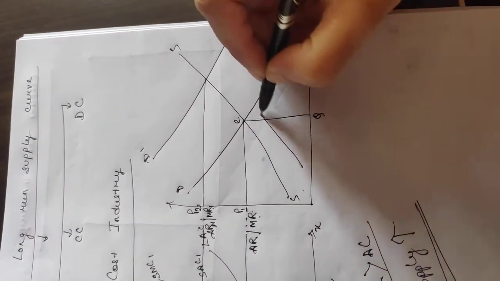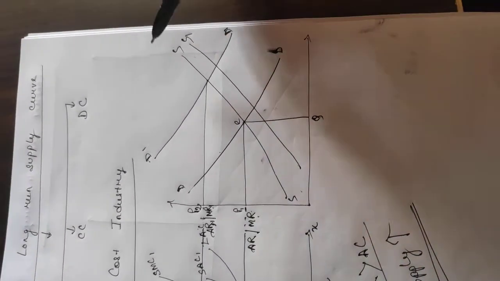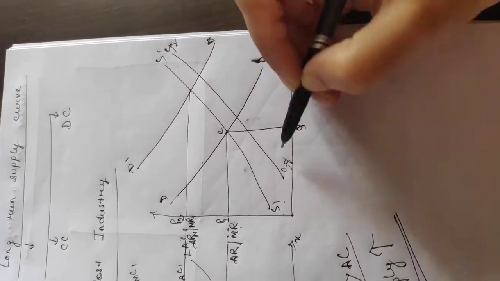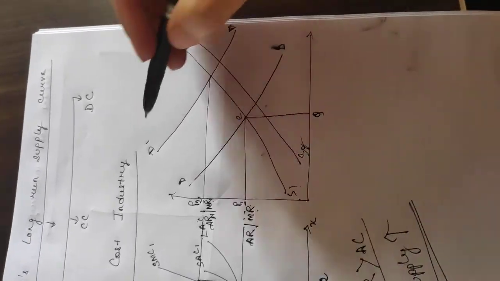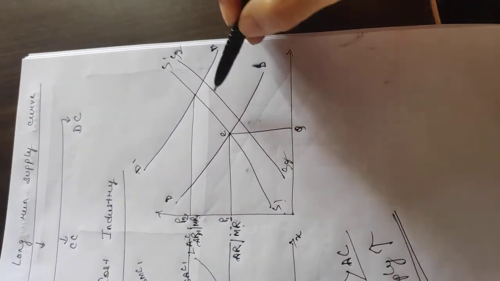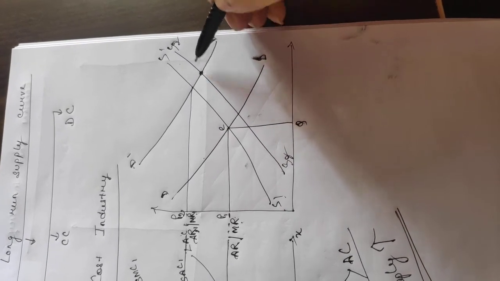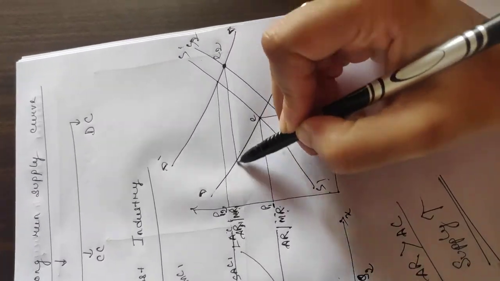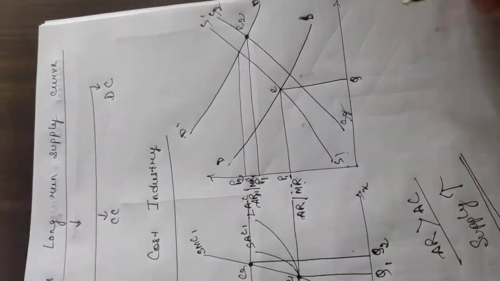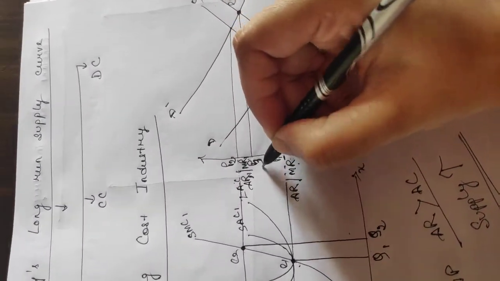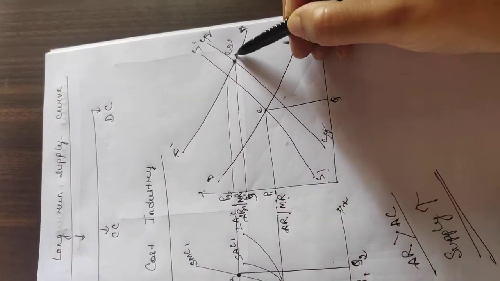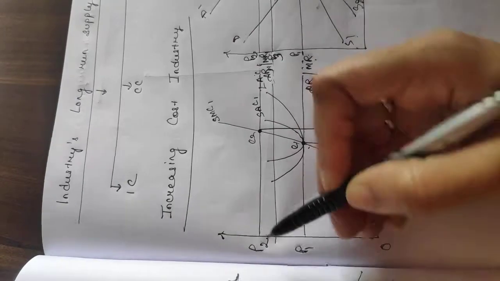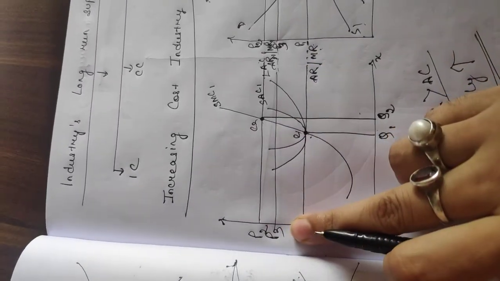Okay, so suppose this is the shifting of the supply curve. Earlier it was S1, now it is S2. So the new demand curve is this, and now the new supply curve is this. So this is the point of equilibrium E2. At this equilibrium point, the price of the product is suppose P3. Now once this price is set by the industry, this price will again be followed by the firm. So this is the price P3.